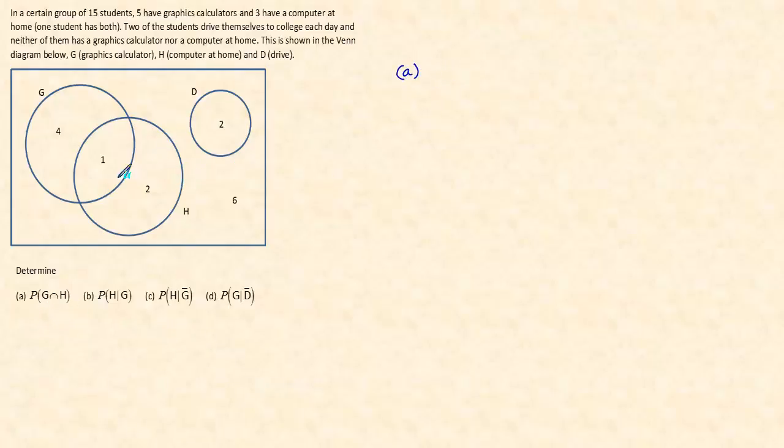So let's have a look. Altogether we know that there are 15 students. We're told this just here. So the probability of G and H is just going to be the number of things in G and H, which is 1, divided by the number of students, which is 15.